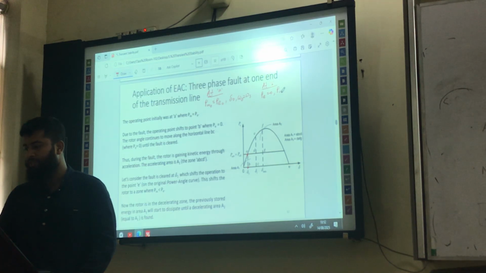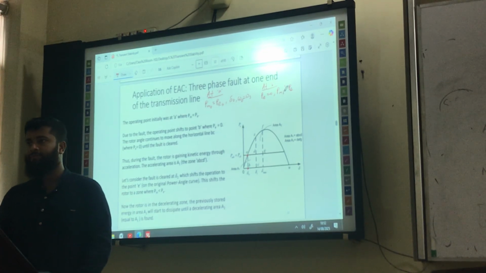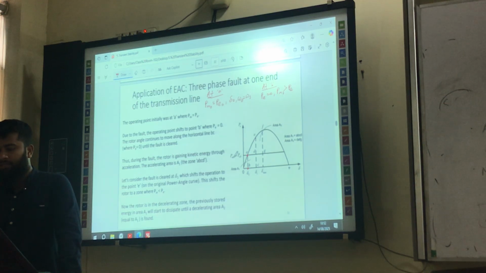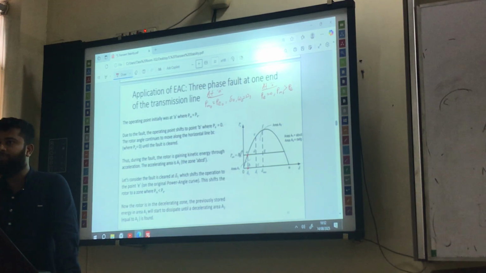Obviously our PM is higher than Pe, right? And in this case, our PM should be constant. We will not increase the PM, because in this case we want to observe the system response due to the fault. So our PM stays constant; we will not increase or decrease it. So Pe is 0 here at point B, PM is higher than Pe, and it is still at the delta naught point. Now due to this condition, what will happen?